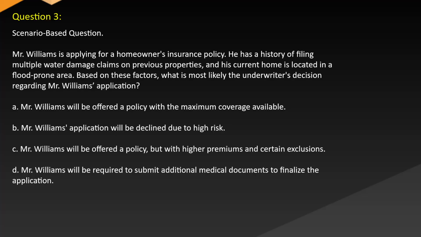Question 3, scenario-based question. Mr. Williams is applying for a homeowner's insurance policy. He has a history of filing multiple water damage claims on previous properties, and his current home is located in a flood-prone area. Based on these factors, what is most likely the underwriter's decision regarding Mr. Williams' application? A. Mr. Williams will be offered a policy with the maximum coverage available. B. Mr. Williams' application will be declined due to high risk. C. Mr. Williams will be offered a policy but with higher premiums and certain exclusions. D. Mr. Williams will be required to submit additional medical documents to finalize the application.